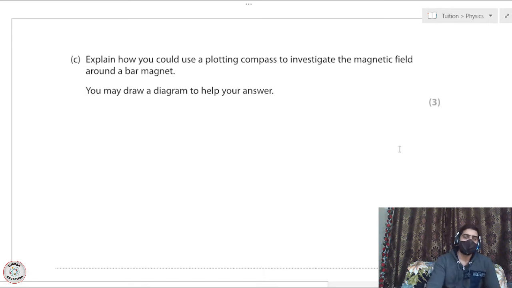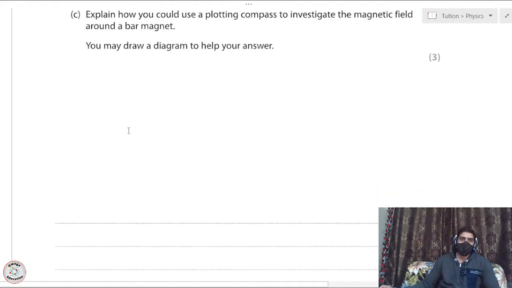All right, and then we have the next one that says, how would you explain how you could use a plotting compass to investigate the magnetic field around a bar magnet? You may draw a diagram to help your answer. All right, once again, this is kind of an easier one.